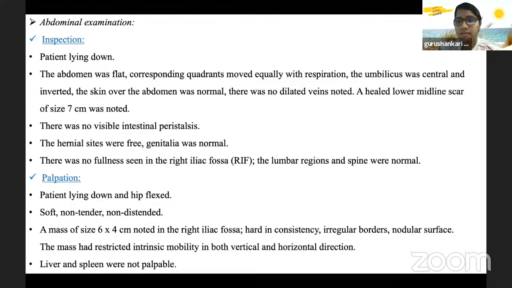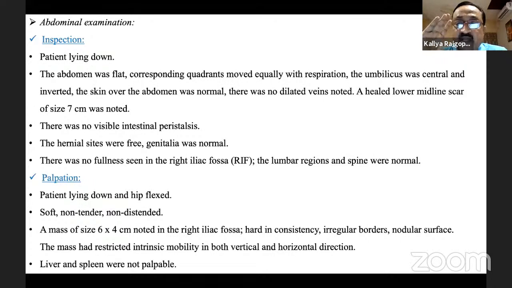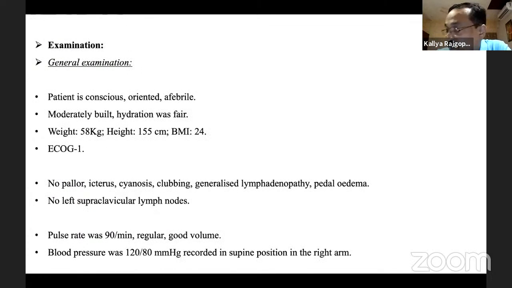It's difficult to say right or wrong, but remember, the supraclavicular node in an abdominal case should be given separate importance, like one area. It is not like a generalized lymphadenopathy in a loose way. No pallor, no icterus, no clubbing, no lymphadenopathy, no supraclavicular.